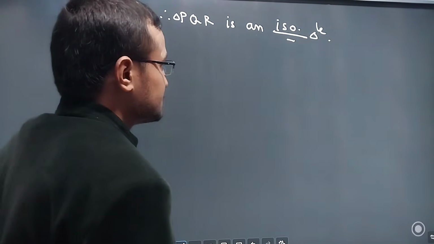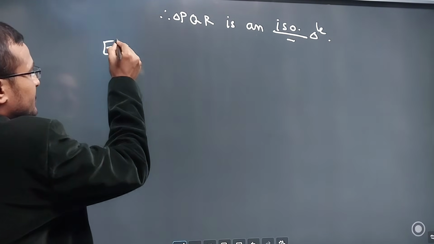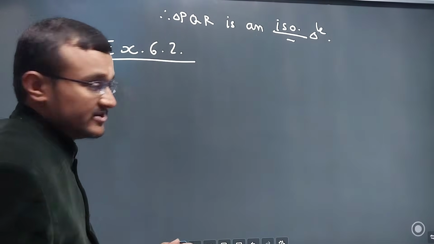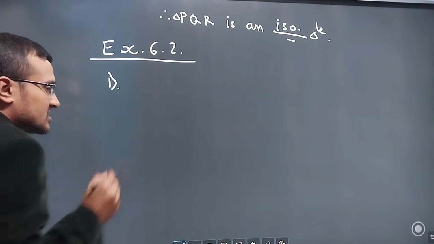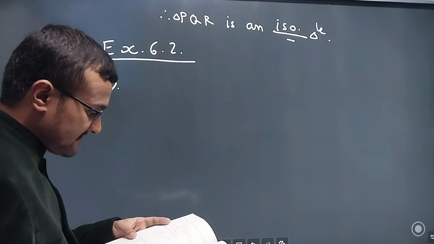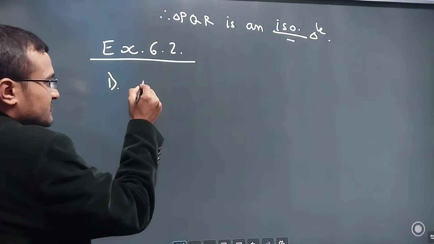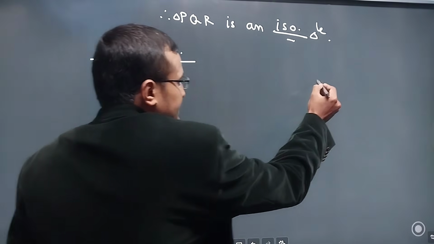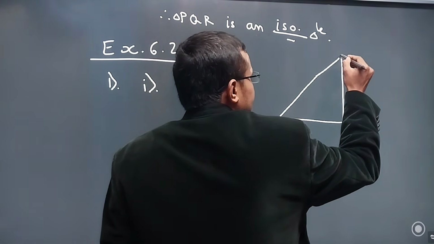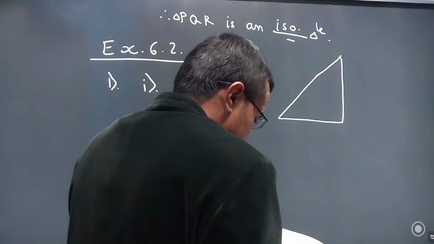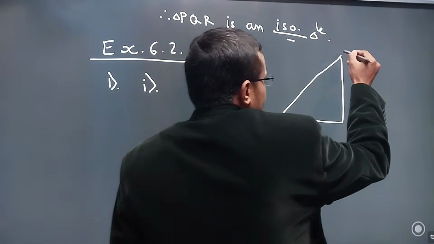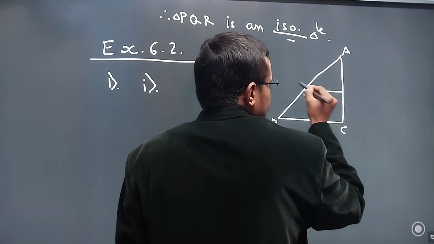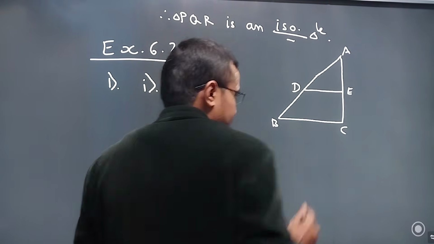Now we will move to the exercise 6.2 questions. So now we will be moving to exercise 6.2 in this video. In exercise 6.2, coming to the first question, they have given two questions. First we will focus on the first question. In the first question, they have given a triangle like this, and this triangle is named ABC. So this is A, this is B, this is C, this is D, and this is E.